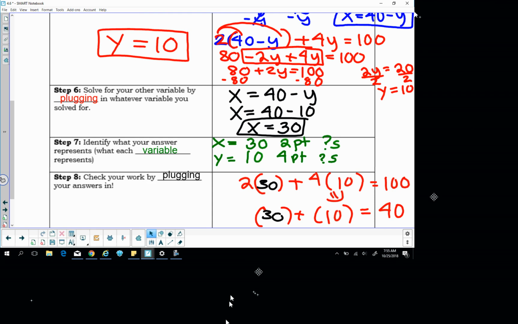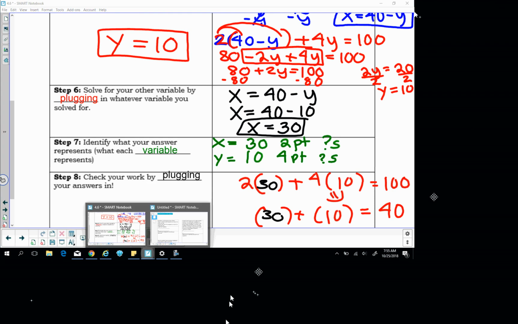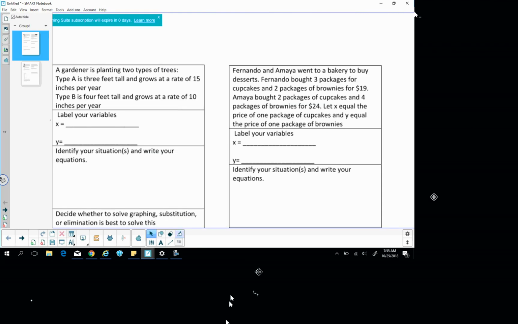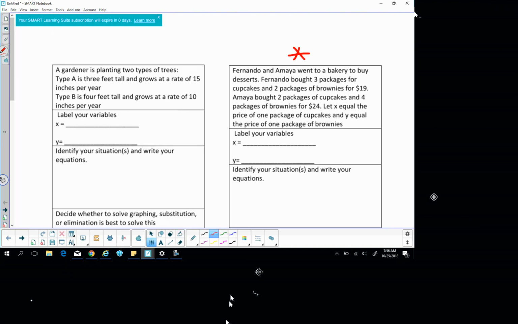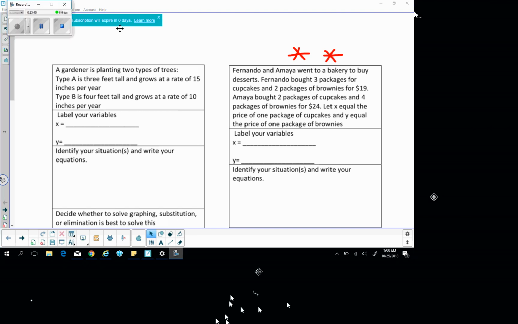And so, the one I want you practicing on is this one right here. It says Fernando and Amaya went to a bakery. I want you to see if you can at least write the equations. That's my goal for you guys today, to at least be able to write the equations. So you're going to try that one.